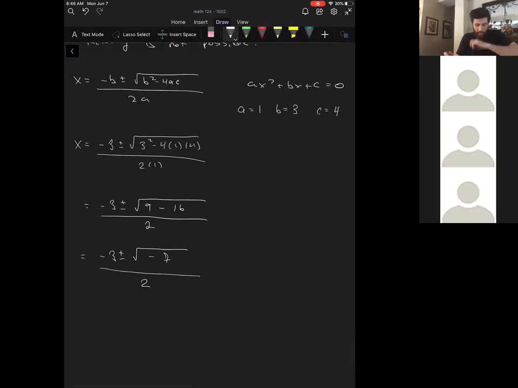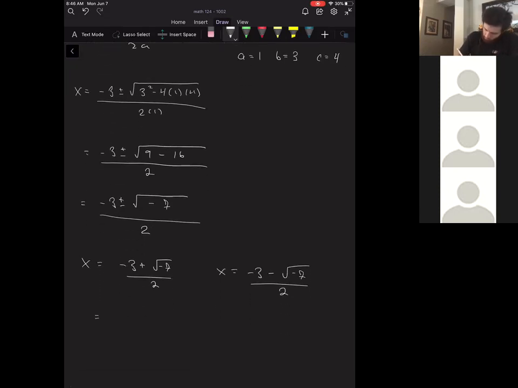Okay, so now let's get rid of that plus minus sign. So we have two answers. We have x is going to be minus 3 plus the square root of minus 7 over 2. And then we have x is going to be equal to minus 3 minus the square root of minus 7 over 2. But now we can simplify these a little bit more. We have a minus inside of a square root. Let's just write that as i square root of 7 divided by 2. And then over here, we have minus 3 minus i square root of 7 over 2. So we have these two answers.